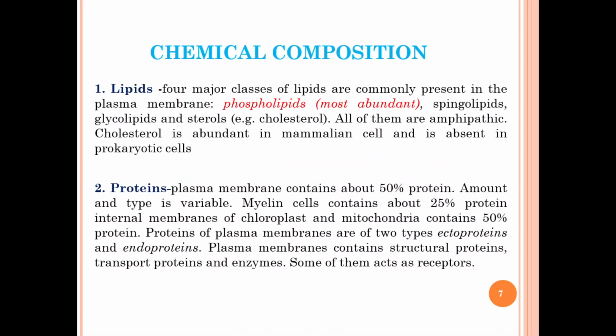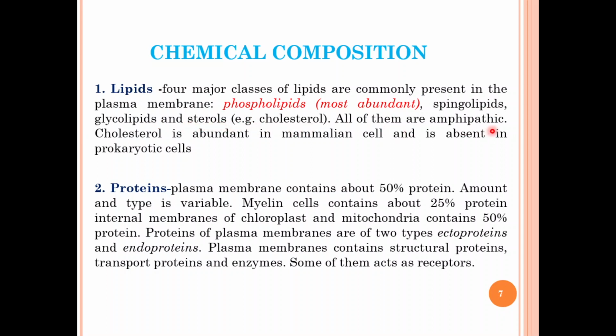Now, chemical composition of cell membrane. Let's see what is the chemical composition. So the first component of plasma membrane is lipids. Four major classes of lipids are commonly present in the plasma membrane. Number one is phospholipids, which is most abundant out of the four lipids. First is the phospholipids, second is sphingolipids, third is glycolipids, and fourth is sterols or cholesterol.